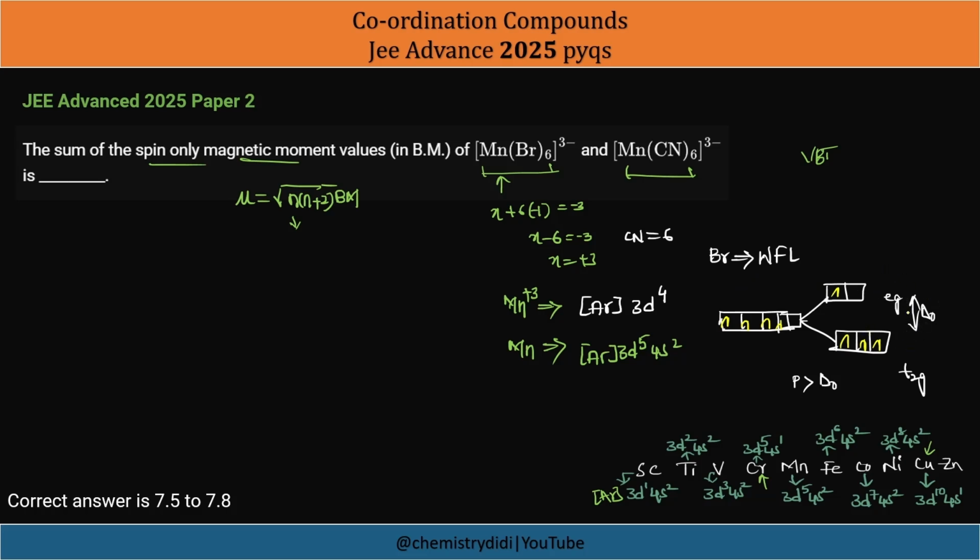But the jump is easy. Okay, just see, if you are getting confused about where pairing takes place and where it won't, just have an idea about this thing. I have told you, in case of weak field ligands, the energy gap is less. If the energy gap is less, the jump is easy, right? You can easily jump.